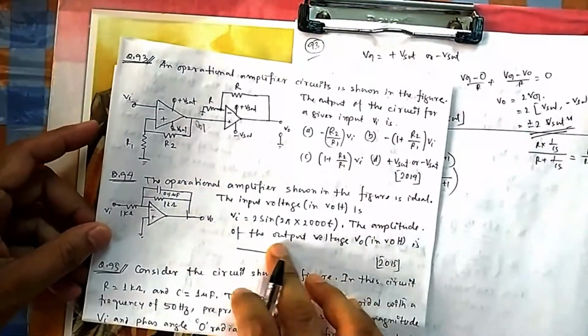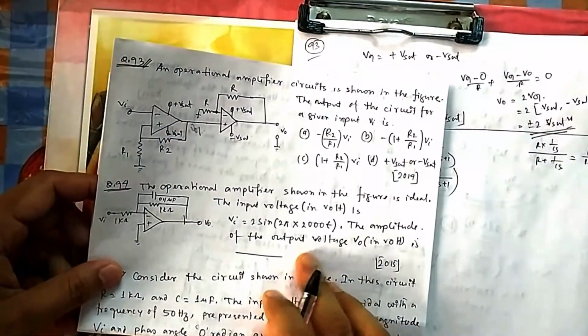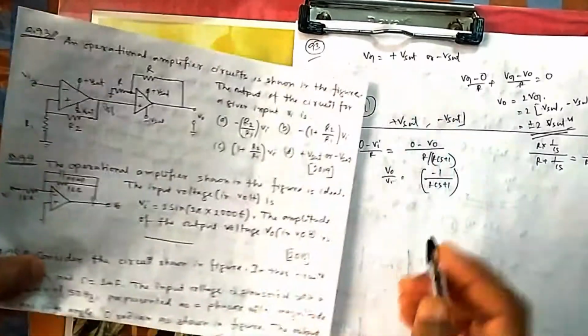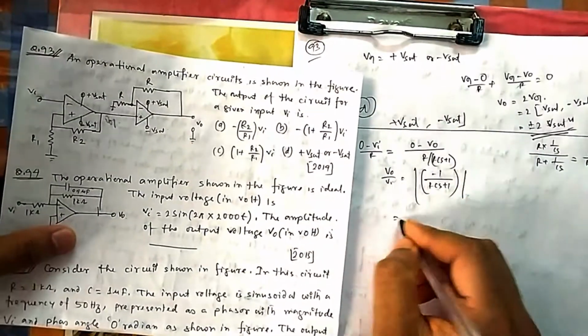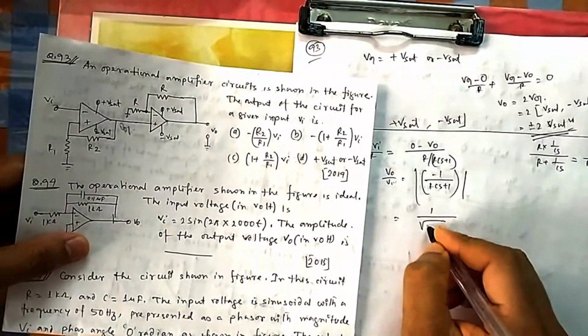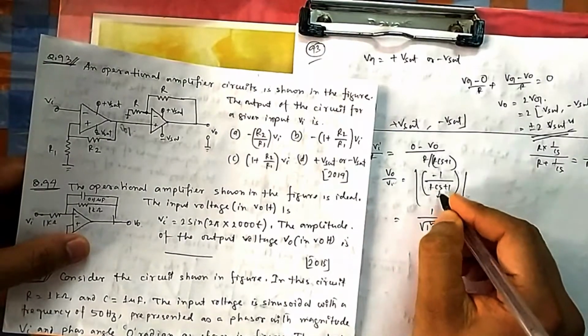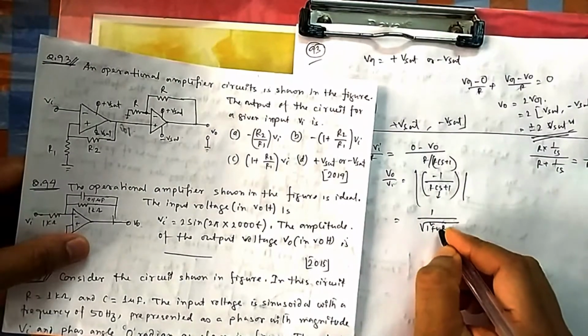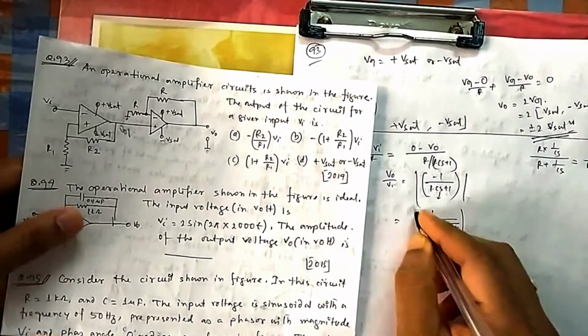Okay. So what are they asking? They are asking the amplitude of the output voltage. Amplitude means you are thinking about only magnitude. So you care about only magnitude. So you take this magnitude. It will be 1 by the square root of 1 plus, with S equal to j omega, R square omega square C square. So this is the magnitude.